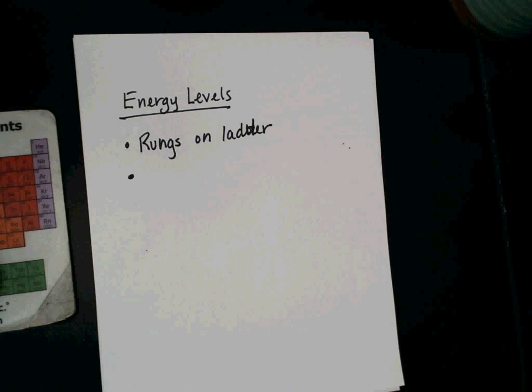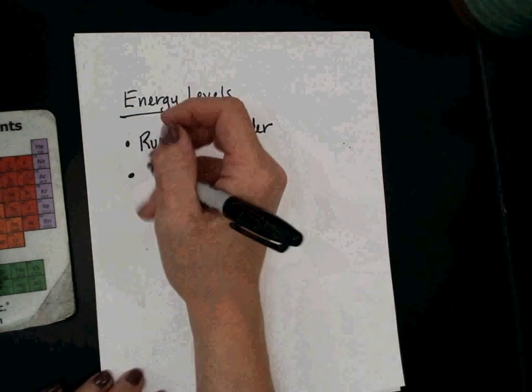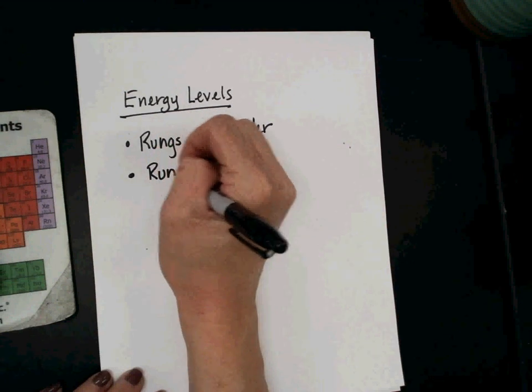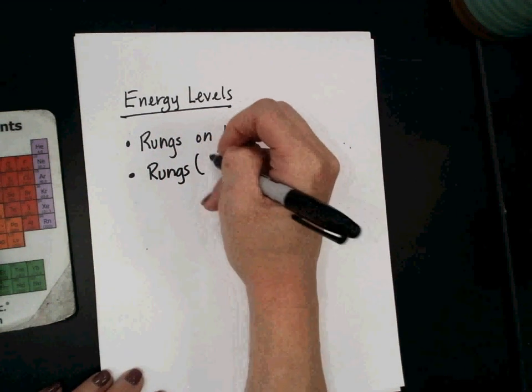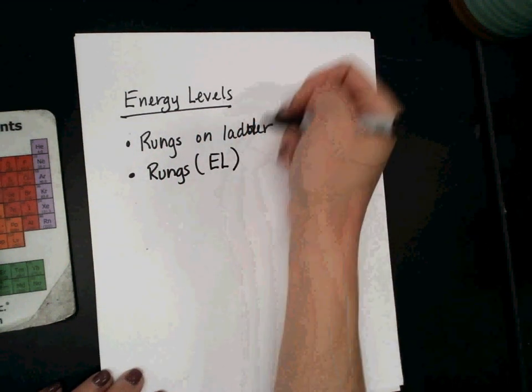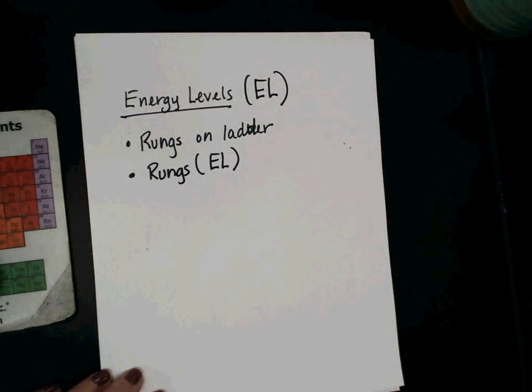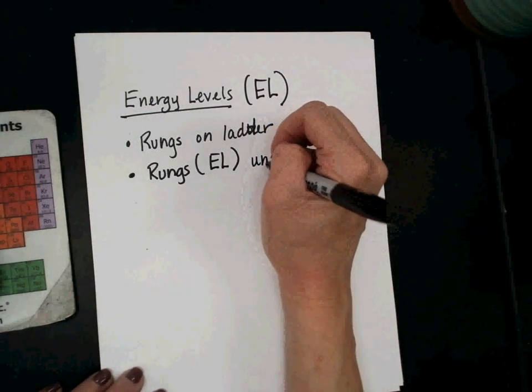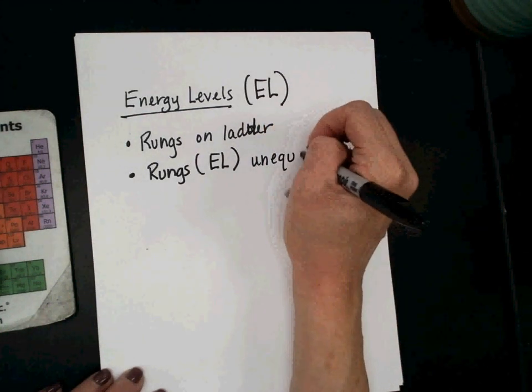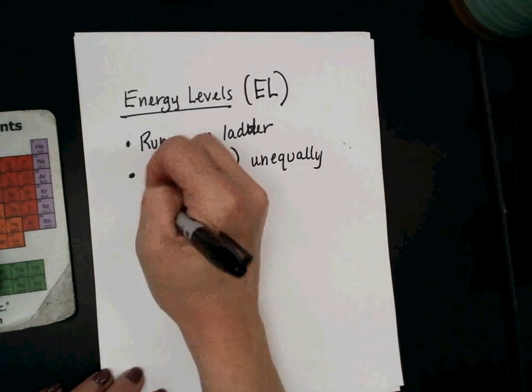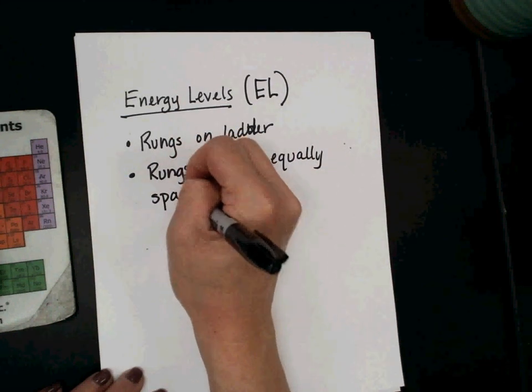What would you say, Marty? Equally or unequally? Okay, so the rungs, or energy levels, we're going to use EL from now on for that. The rungs, or the energy levels, are unequally spaced. That's exactly how it is in an atom.